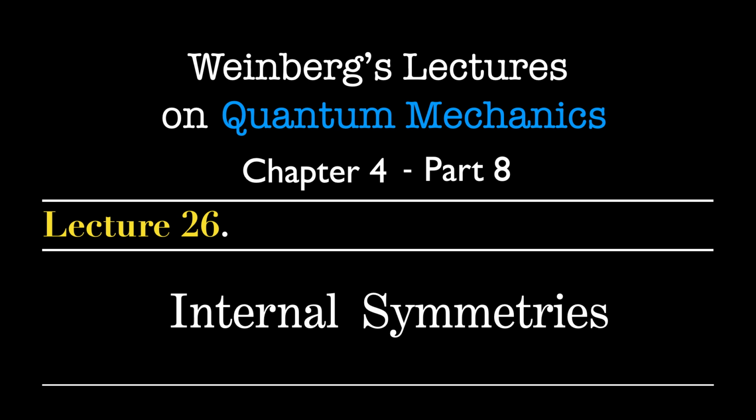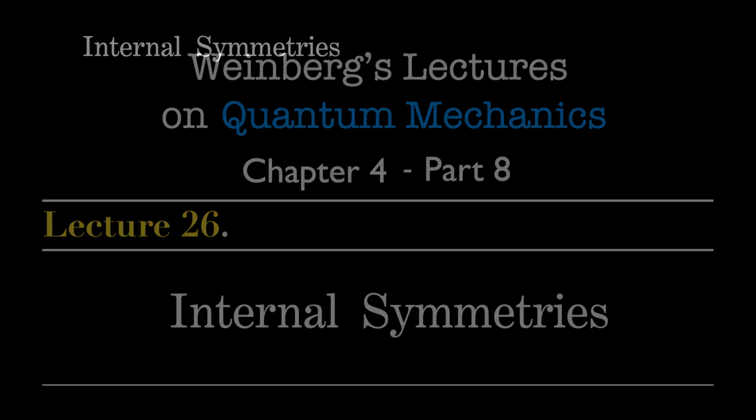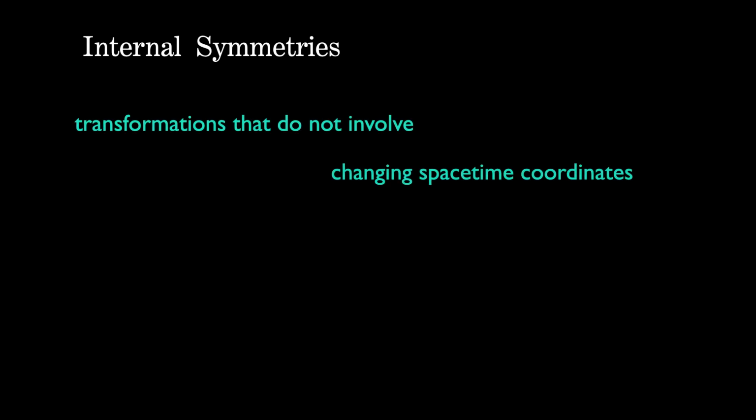This is lecture 26 and we shall be continuing with chapter 4 of the book, which is mainly about symmetries in quantum mechanics. Today, let's talk about internal symmetries. These are the symmetries of a system associated with transformations that do not involve changing the space-time coordinates. And we are not talking about the intrinsic spin states of particles, which exist precisely to represent space-time transformations on the internal degrees of freedom of a particle.